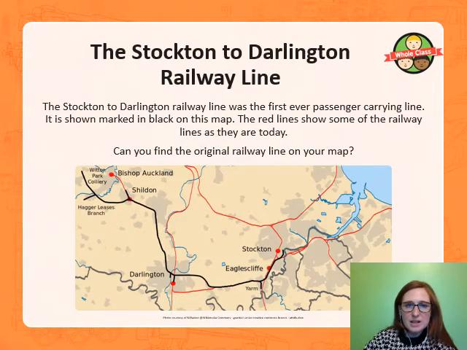The Stockton to Darlington Railway Line. The Stockton to Darlington Railway Line was the first ever passenger carrying line. It is shown marked in black on this map. The red lines show some of the railway lines as they are today. Can you find the original railway line on your map? So again, this is an optional activity if you want to find that. Pause the video and find it now.